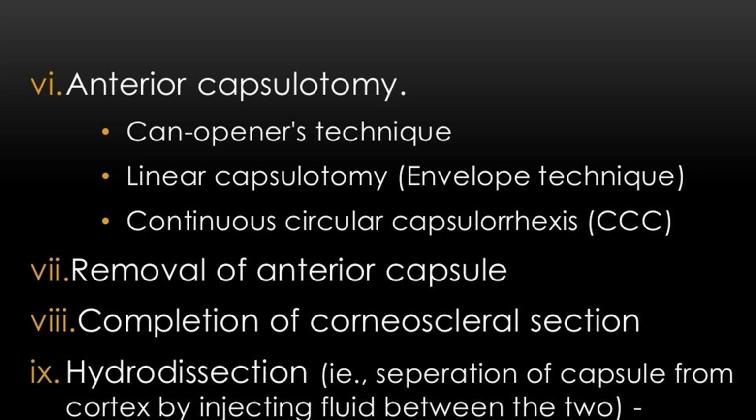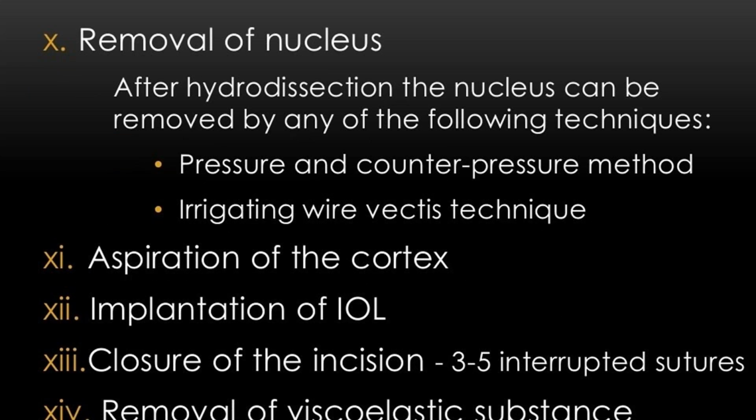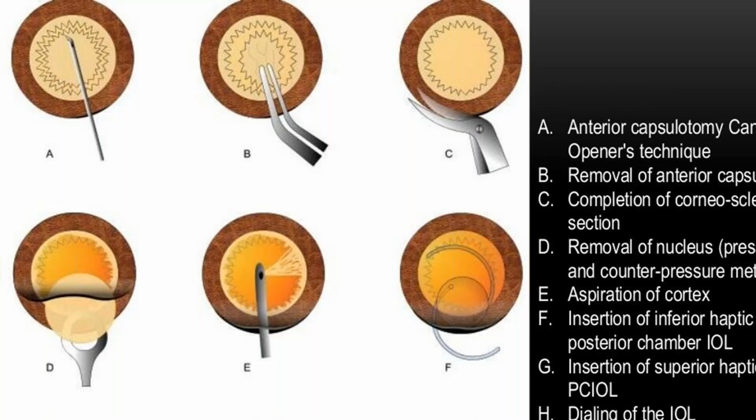Okay, then you do the anterior capsulotomy by a can opener technique or a linear capsulotomy or a continuous curvilinear circular capsulorhexis, the removal of the anterior capsule, completion of corneoscleral section, hydrodissection, removal of the nucleus, aspiration of the cortex, implantation of IOL, closure of the incision where you put 3 to 5 interrupted sutures, and removal of the viscoelastic substance. So all these steps are given here.